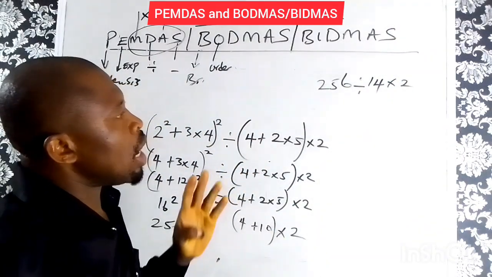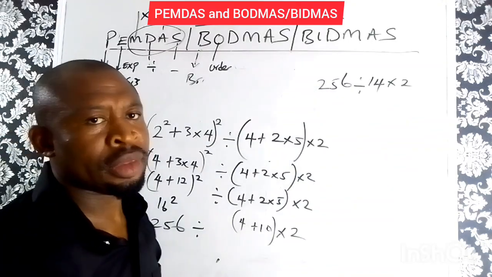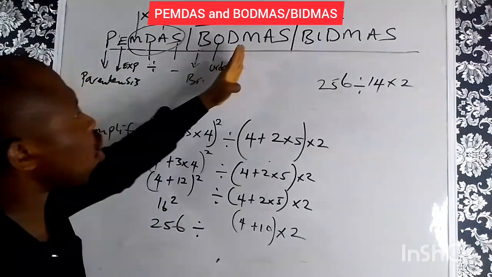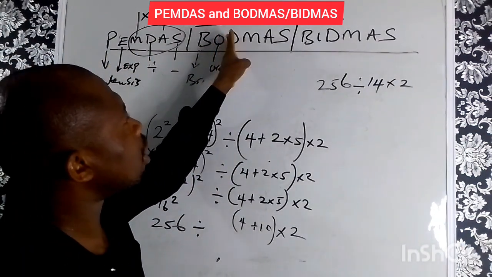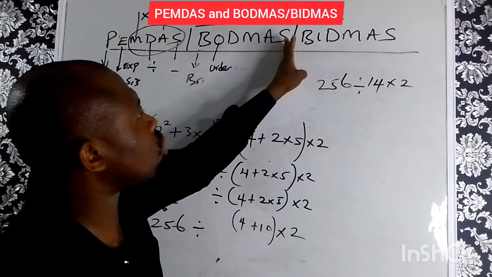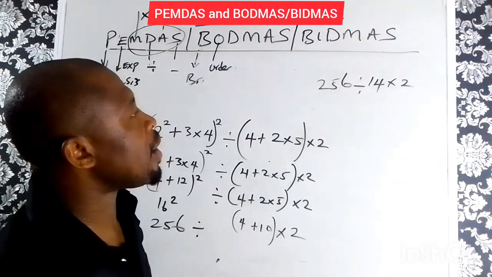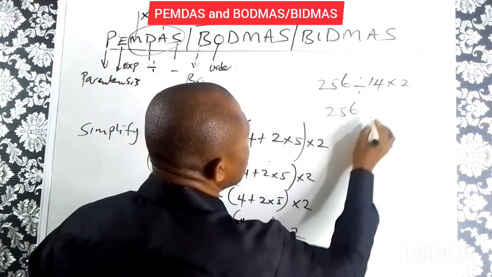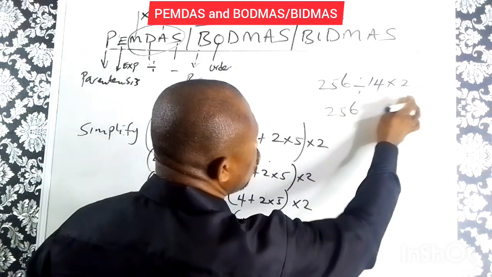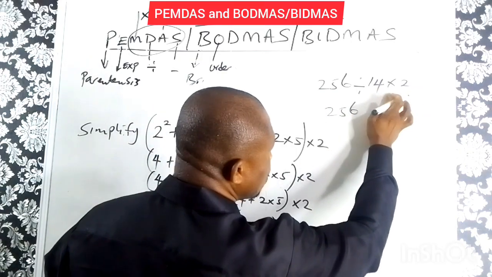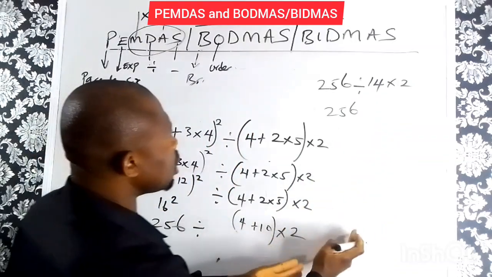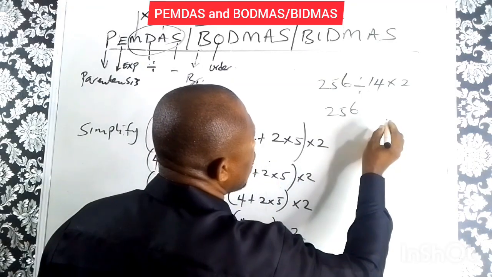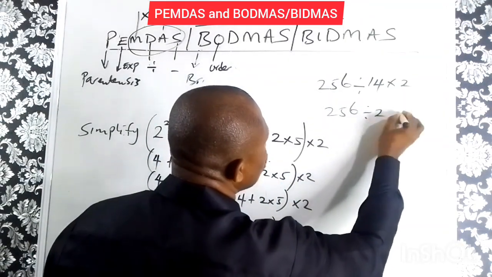Now, how do we navigate here? Since we have this, we have this, we have this. Remember what we said, if you are doing division, multiplication, addition, and subtraction, we take the left hand rule. So we now have 256 divided. Since we have this already, we'll take this one first because this is on this side. 14 times 2, which will give us 28. So divided by 28.